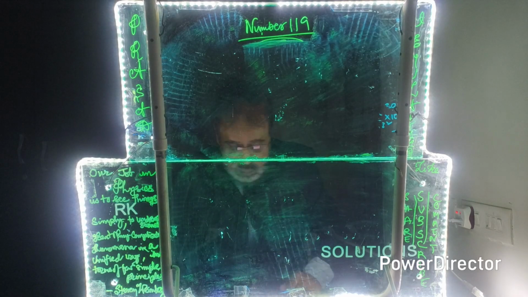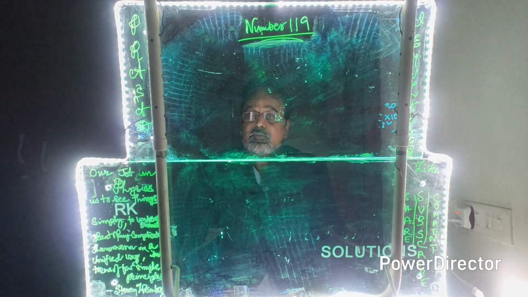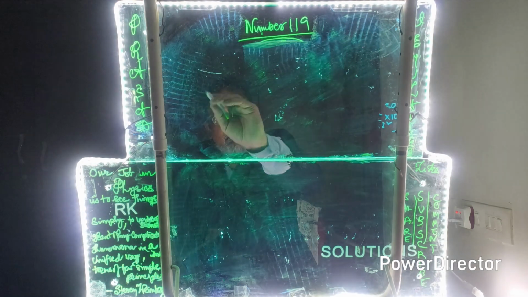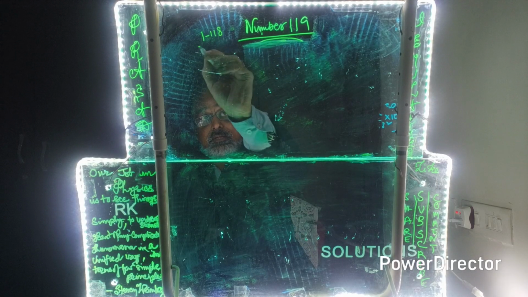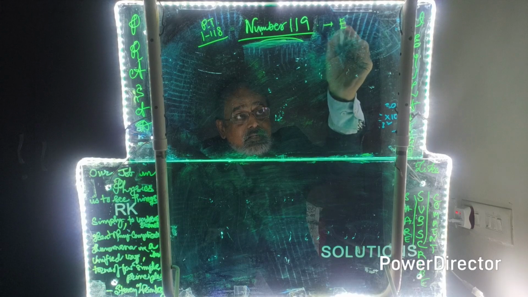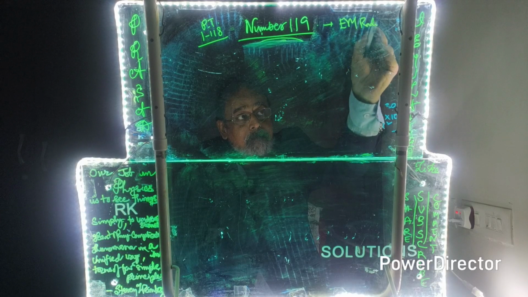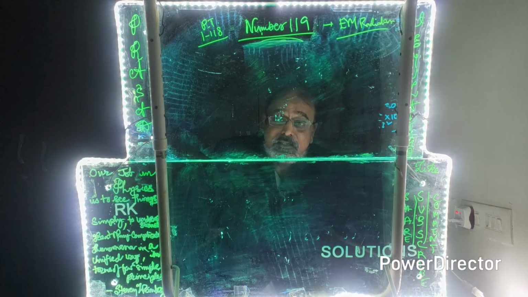Yeah. So we have seen that the periodic table extends from 1 to 118, 1 to 118 is the periodic table. Number 119 is the electromagnetic radiation. It turns into electromagnetic radiation by dividing into 3 into 10 to the 8 particles.